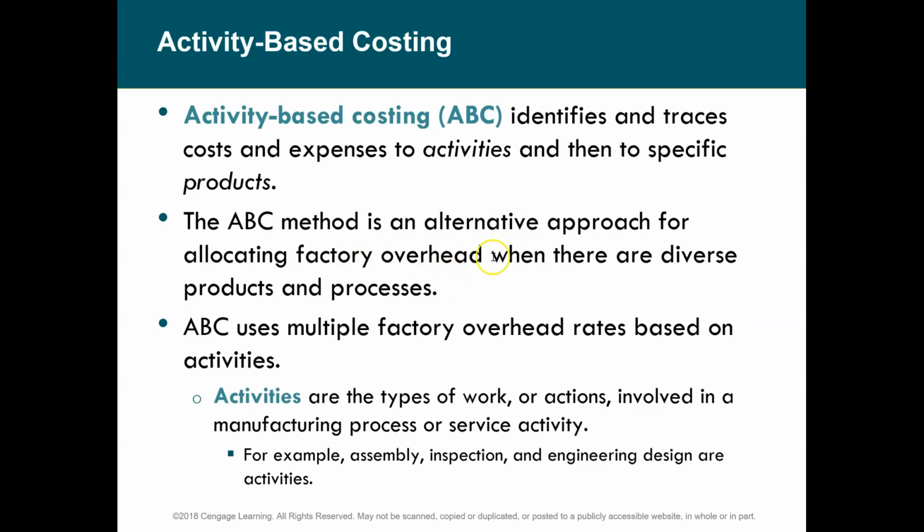This is an alternative approach for allocating overhead when there are diverse products and processes. Before, we had one big overhead lump, and we allocated it maybe based on direct labor hours or machine hours. Now instead of having one bucket, we'll have several buckets. ABC uses multiple factory overhead rates based on activities. An activity is the type of work or an action involved in a manufacturing process or a service activity. Examples are assembly, inspection, engineering, design.